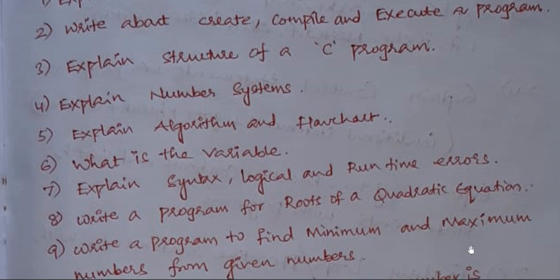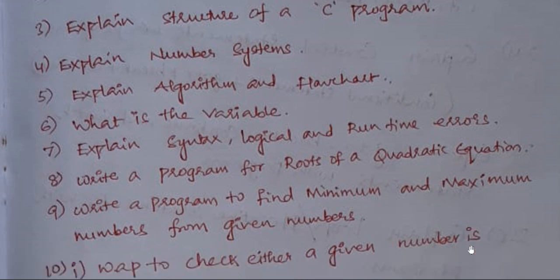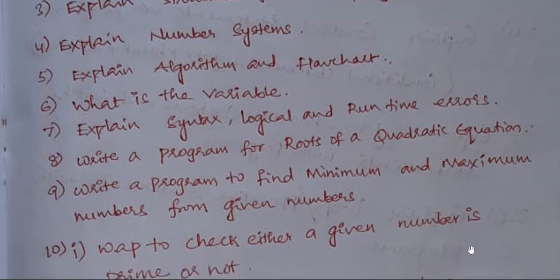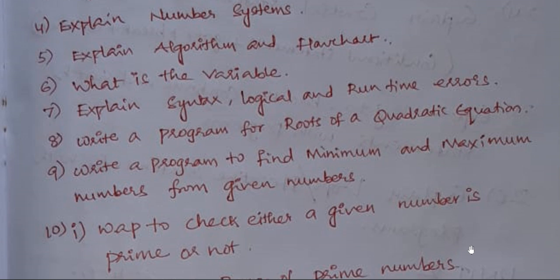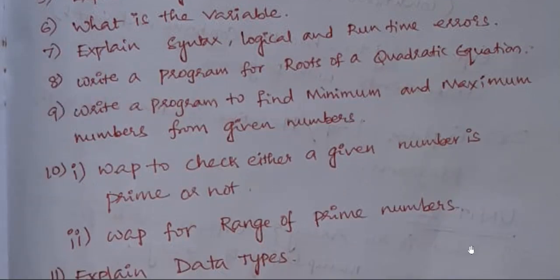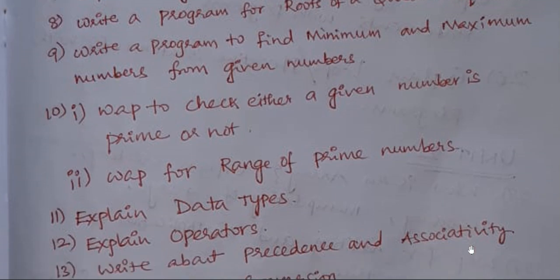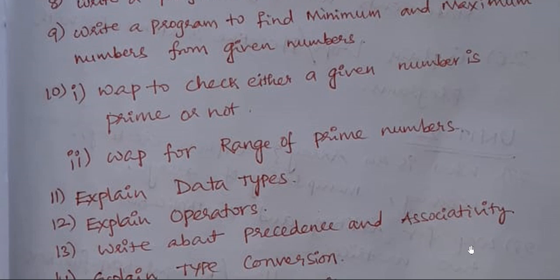Next, write a program for roots of a quadratic equation. It's a long question for a program. Next, ninth question, write a program to find minimum and maximum numbers from given numbers. You have to find minimum and maximum numbers. It's a program. Long question. Write a program to check either a given number is prime or not. It's a long question. Write a program for range of prime numbers.